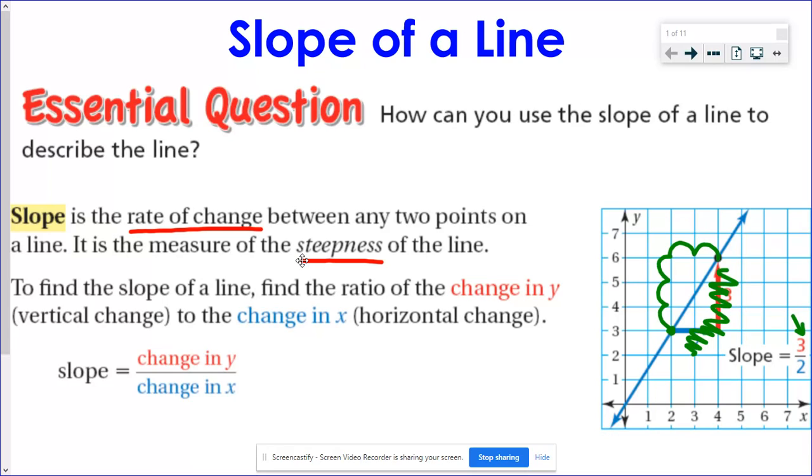The one thing that's confusing about slope, in my opinion, is that as we've been graphing ordered pairs, we graph the x first and then the y. So we go sideways, then we go up and down. Slope reverses it. We go up and down first, and then we go sideways.